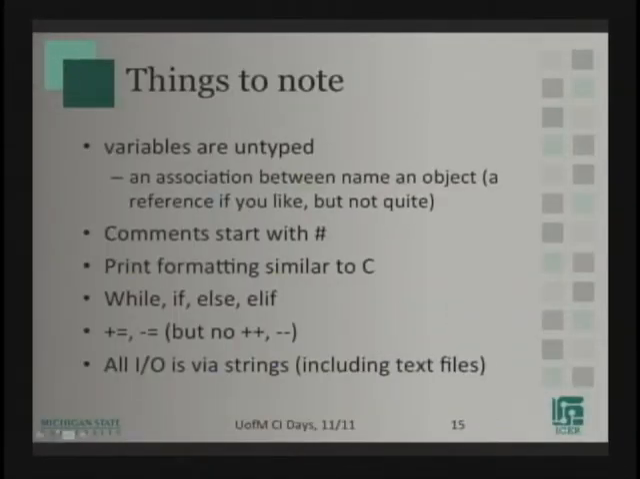Variables are untyped in Python. That's both good and bad. It's good for doing quick coding and getting things working to see how it works. It's bad for speed, right? But we don't care about speed, do we? We're going to worry about speed later when we get stuff working. It's an association between a name and an object, so almost everything's a reference in one way or another.